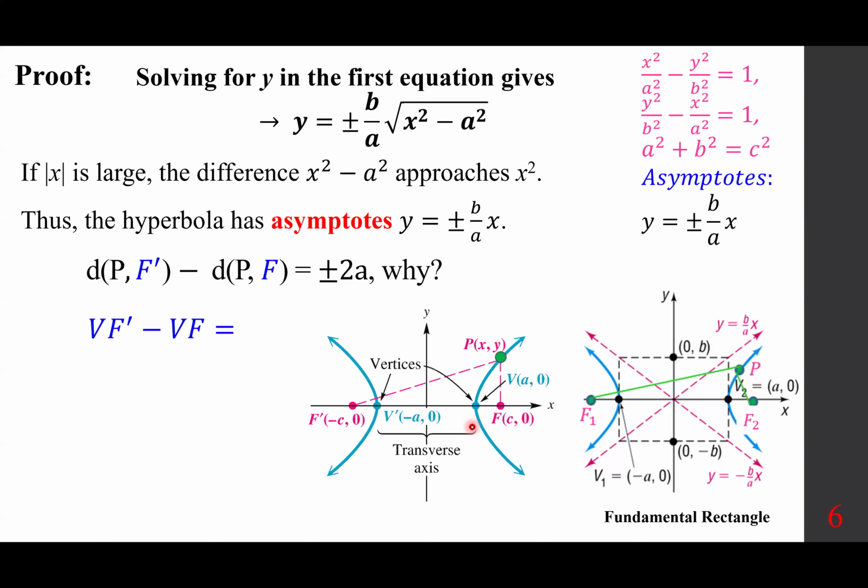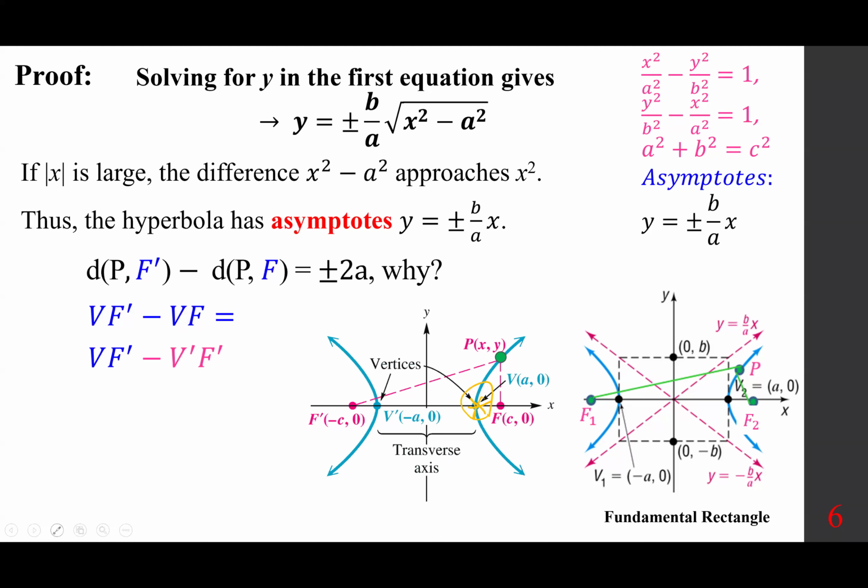So what about if we pick this point? This point has the same properties, because it's on the graph. So VF prime minus VF must be the same. Now by symmetry, this distance is the same as this distance. So VF prime minus V prime F prime, I can change the VF.